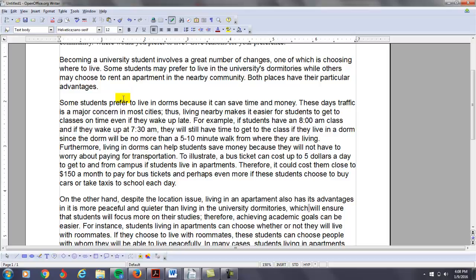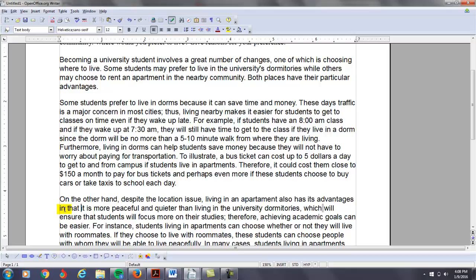Then we have, on the other hand, despite the location issue, living in an apartment also has its advantages in, I need to put this word in there, this is why I read it, in that it is more peaceful and quieter than living in the university dormitories, which will ensure that students will focus more on their studies.